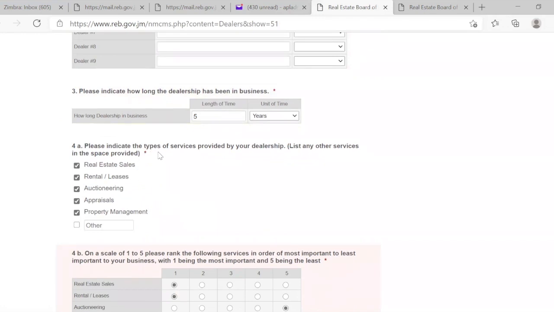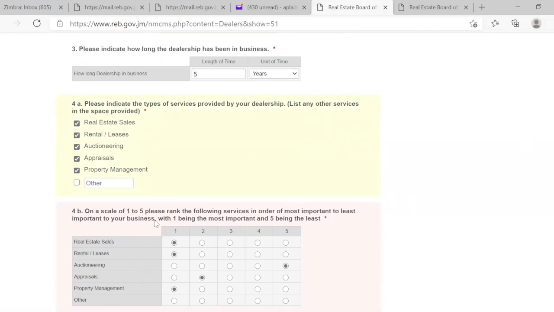It said, please indicate the types of services provided by your dealership. List any other services in the space provided. So in this case, the dealership here practices real estate sales, rental, leases, auctioneering, appraisal, property management, all areas of practice. If there's any other additional areas that you are practicing in, then you can make us know, right? But these are the primary areas that we are aware of that should be outlined on your license.